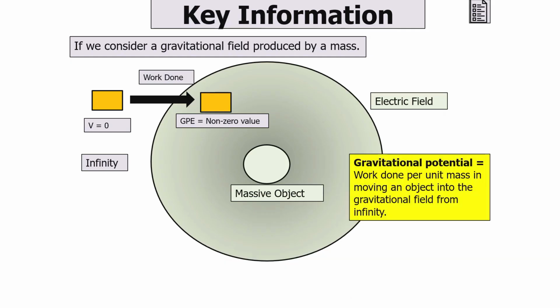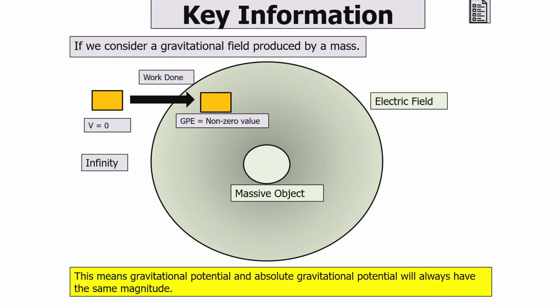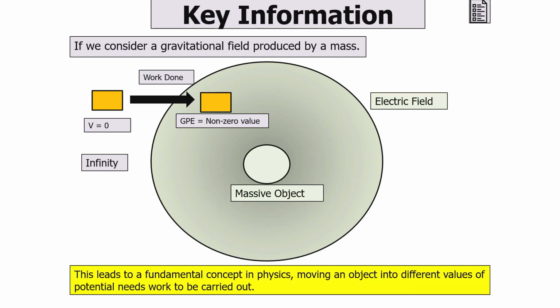So, if we say that gravitational potential is the work done per unit mass in moving an object into the gravitational field from infinity, this means that the gravitational potential and the absolute gravitational potential will always have the same magnitude. Now this leads to a fundamental concept in physics. Moving an object into different values of potential needs work to be carried out.